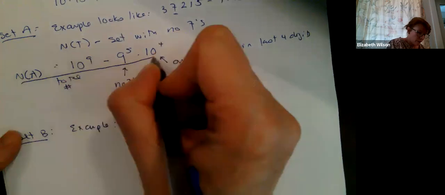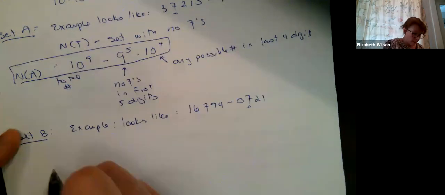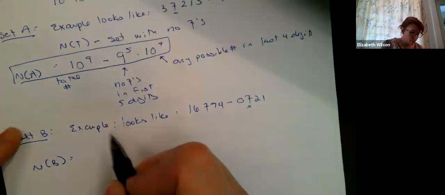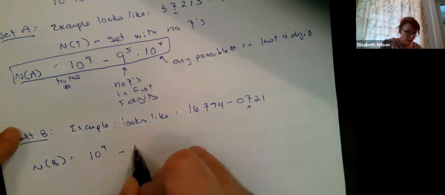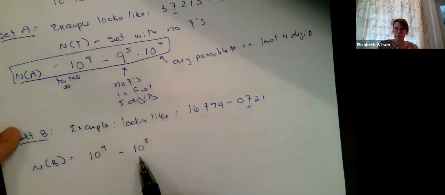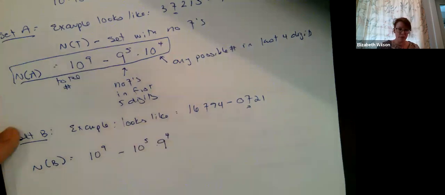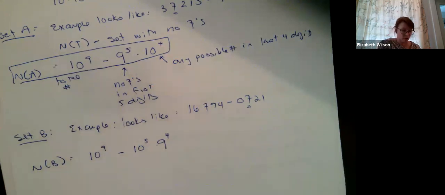Put a block around that one so you can keep track of it, and then we'll do this also for NB. Okay, so the number in B says we're going to do it again. So I've got my total possible numbers, right? Minus, now I can have any possible digit in the first 5 because that's set B, right? We don't care what's going on in the first 5. And I have to subtract out no 7s, right? Which is 9, because I have 9 digits possible to choose from. 0 through 9, but I can't choose 7. So there's only 9 digits to choose from in my second 4.